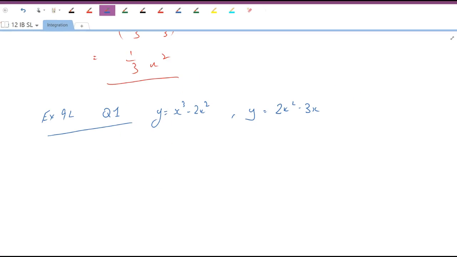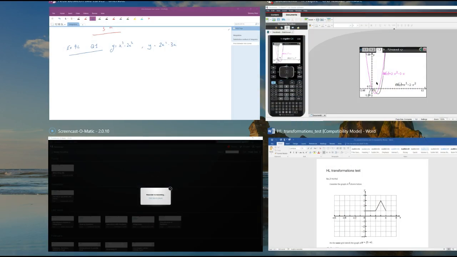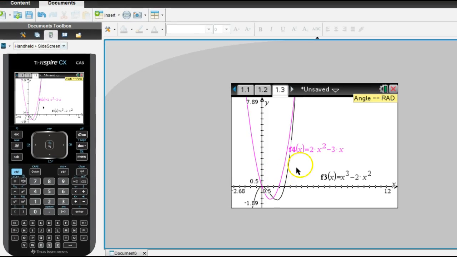Excellent. Okay, we're going to look at one more example here, and that is on exercise 9L question 1, page 317. Two functions here, a cubic and a quadratic. Let's have a look at the graphs of them, and here they are. Now the interesting thing here is that in purple we've got the quadratic, and in black we've got the cubic.